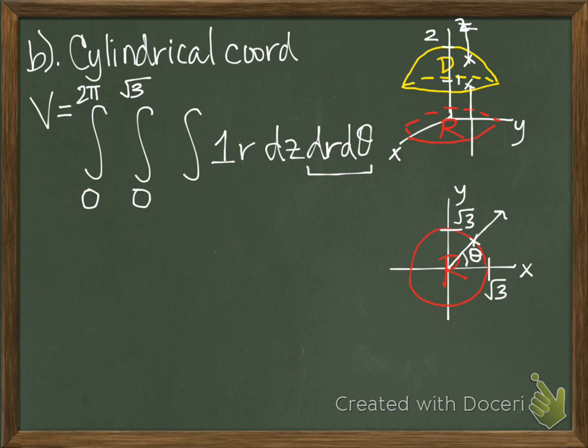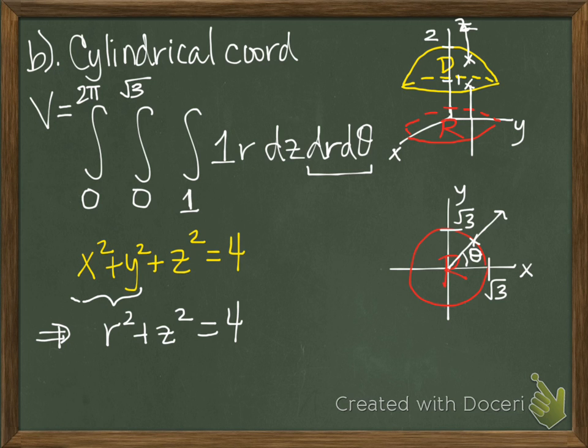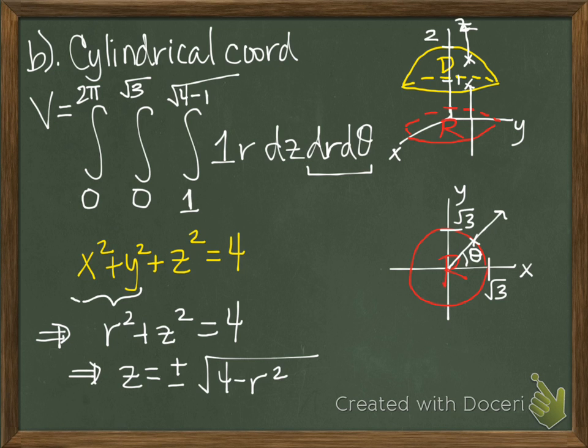Okay, so we still have it entering along z is equal to 1, so our lower limit will still be z is 1. But now we need to figure out the upper limit, which is the sphere, in terms of r and theta. But notice, this is in Cartesian. If we switch this to cylindrical, x squared plus y squared is just r squared. So if we want just the top half of the sphere, we'll solve this for z, and we'll get just the positive square root, and that'll be up here for our upper limit. Positive square root of 4 minus r squared.